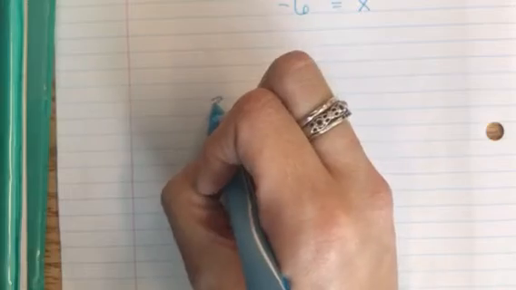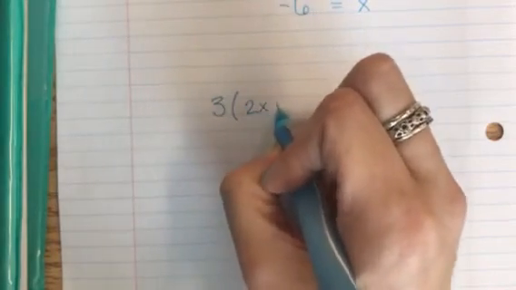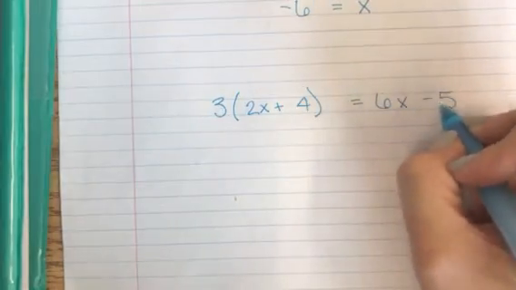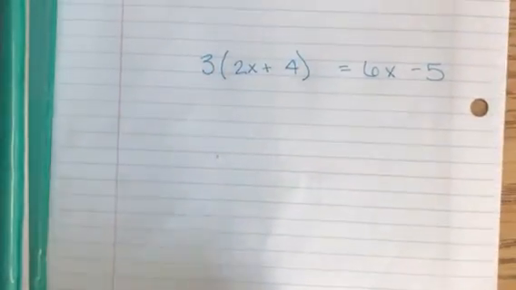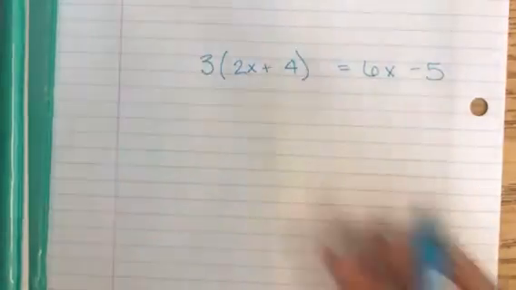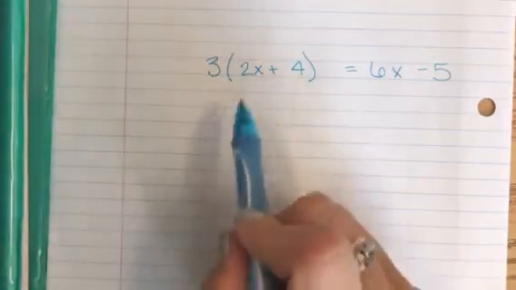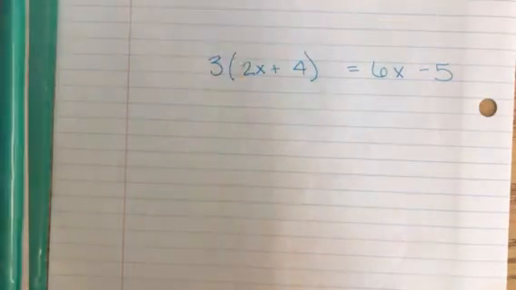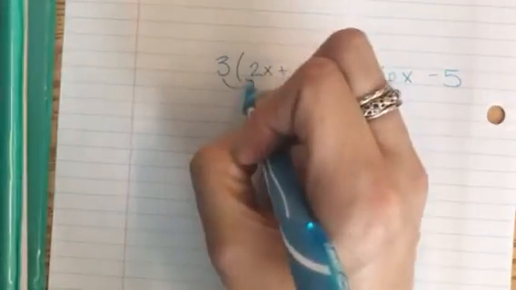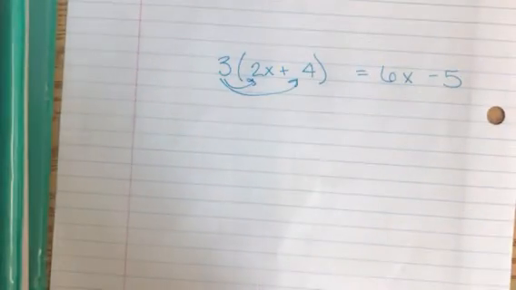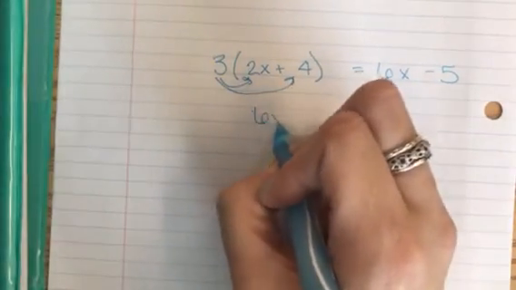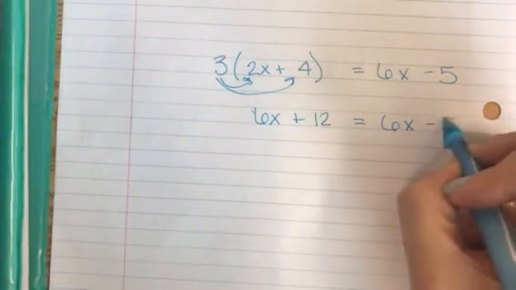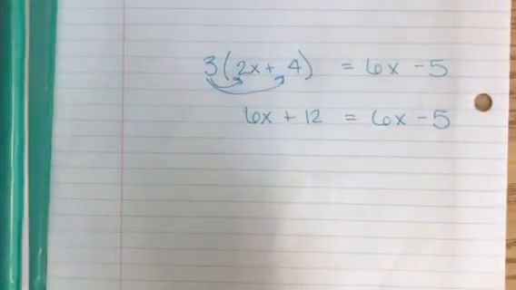Maybe we have something like 3 times 2x plus 4 equals 6x minus 5. Now, we've talked about this in the previous videos, but when we see parentheses, we often want to distribute to get that simplified so we don't have to deal with multiple things happening over there. So if we distribute this 3, we distribute through multiplication. That would give us a 6x plus 12 equals a 6x minus 5.